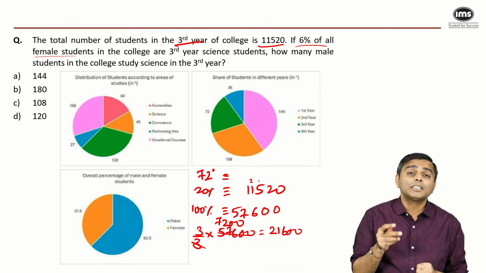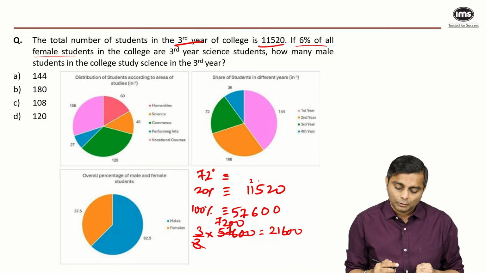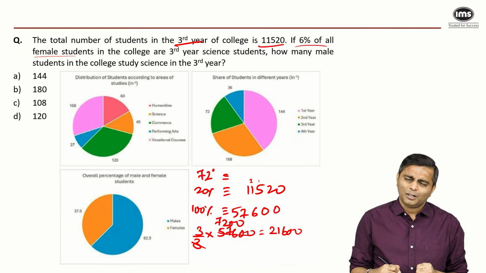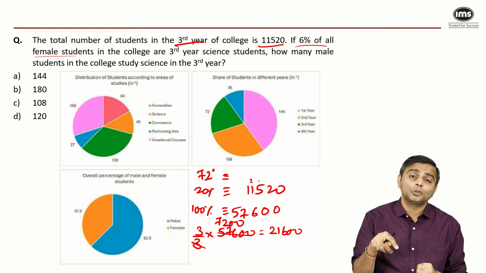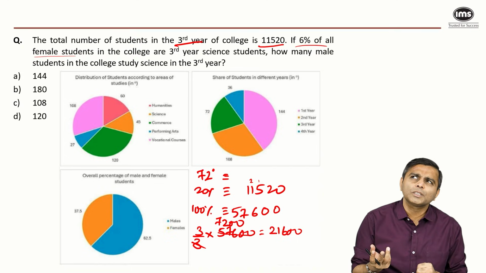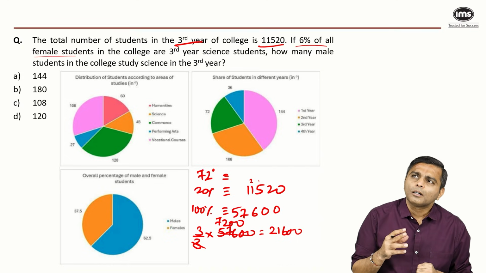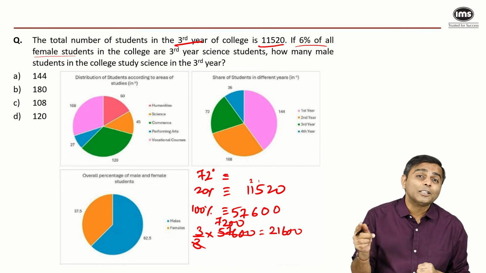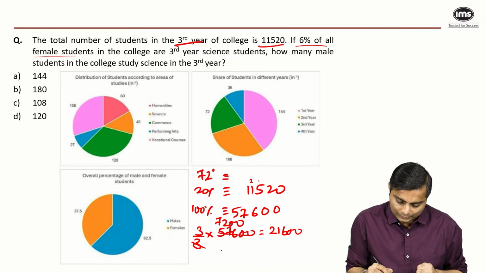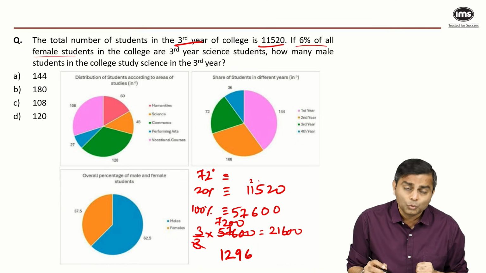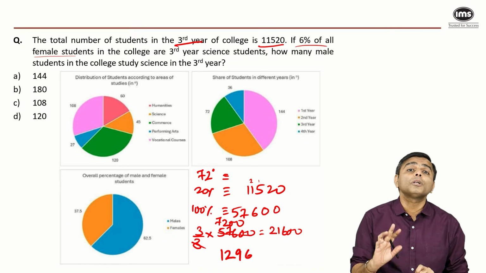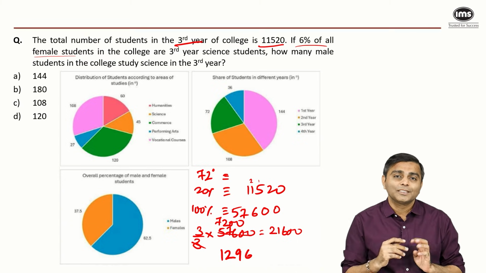Now 21,600 is the total female, and we want 6% of 21,600. How do we find 6%? 1% is 216, so 216 into 6. 216 into 6 is 200 into 6, 1200, and 16 into 6, 96. So 1296. So what are these 1296? These are the total number of the female students in the third year science.